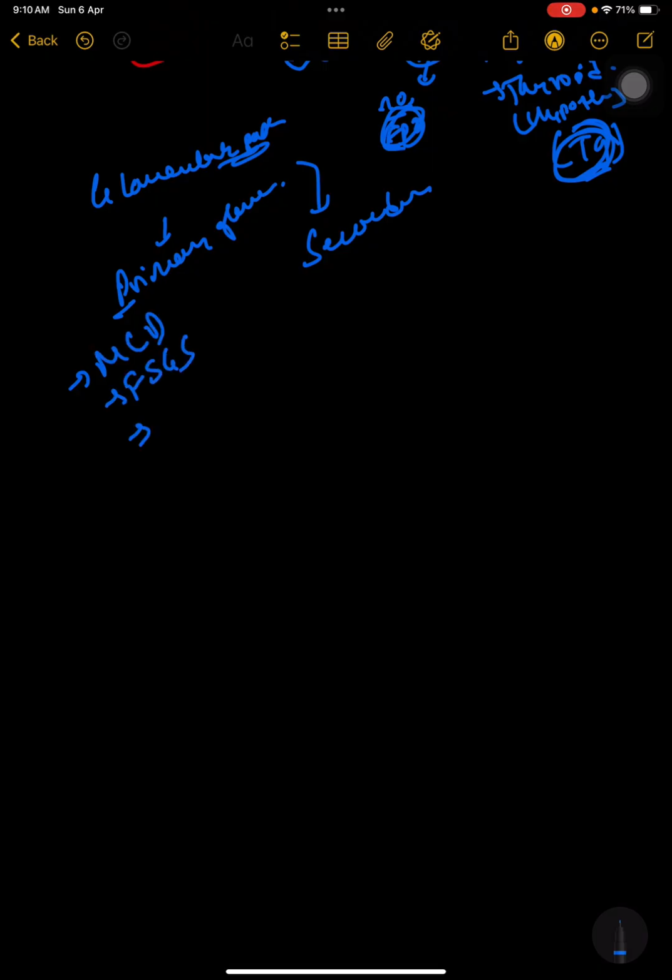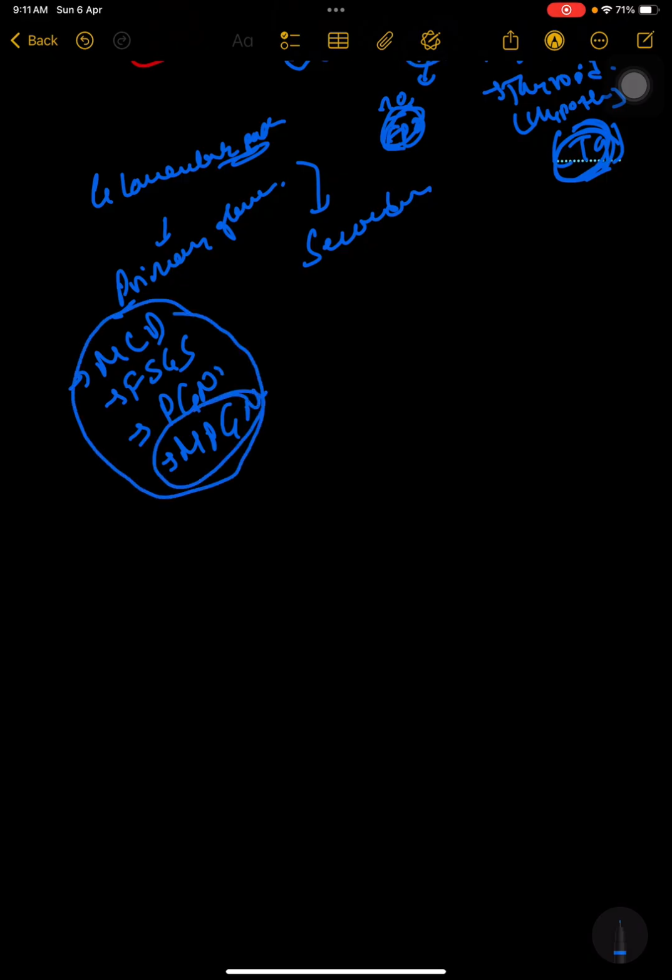Now let's talk about glomerular pathology. In glomerular pathology, we need to understand that it can be a primary glomerulonephritis or a secondary glomerulonephritis. Primary glomerulonephritis includes minimal change disease, focal segmental glomerulosclerosis, proliferative glomerulonephritis, and membranoproliferative glomerulonephritis. These, MPGN and PGN, fall under glomerulonephritis as well as nephrotic syndrome, both. But minimal change disease and focal segmental glomerulosclerosis are classically the nephrotic syndromes.